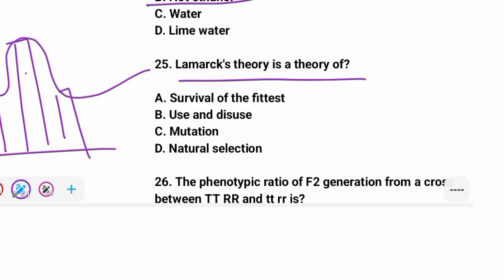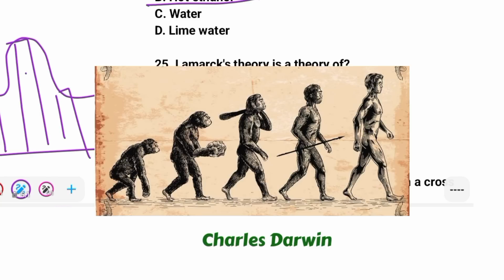Lamarck's theory is a theory of dash. So you have the first one, survival of the fittest. Survival of the fittest was proposed by Charles Darwin, talking about what species have to go through to survive in their habitat.